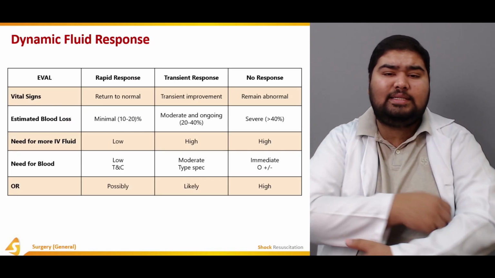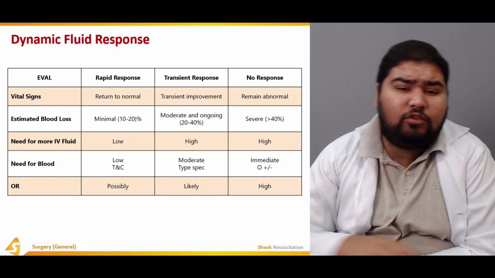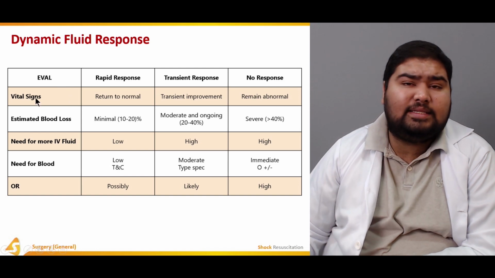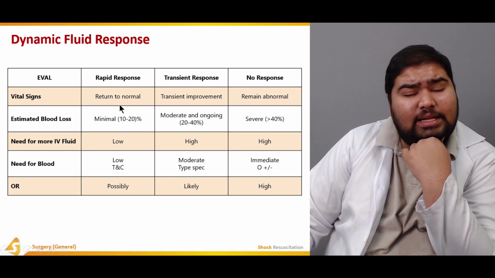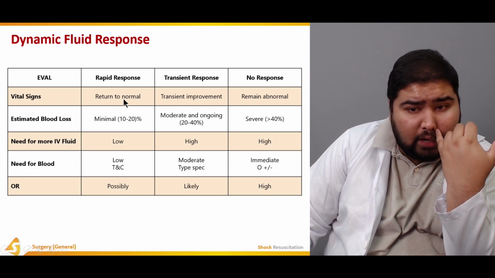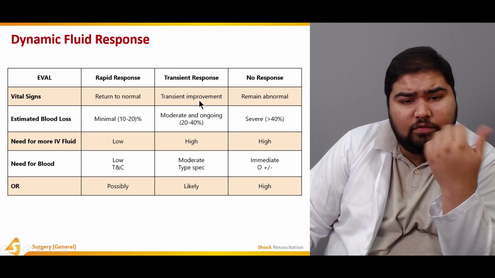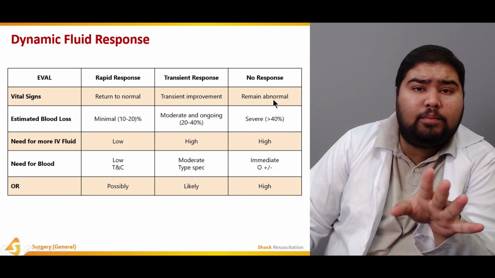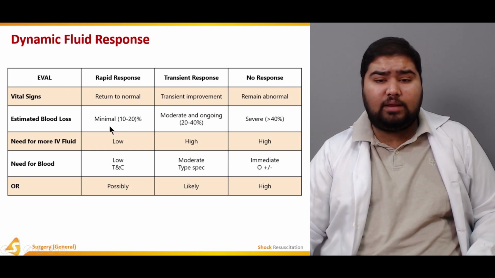Now, this is the dynamic fluid response. So first of all, we evaluate the vital signs. We give the fluid and check for the rapid response. The vital signs, if they come to normal, your fluid therapy is good. Now we check for the transient response as well. Transient improvement, then the fluid therapy is good. And no response, it remains abnormal, it is inappropriate to continue the fluid therapy.